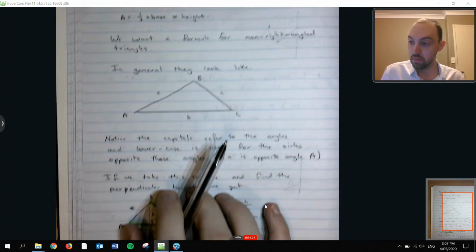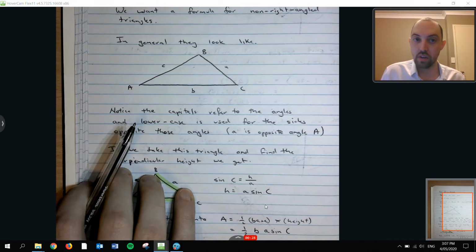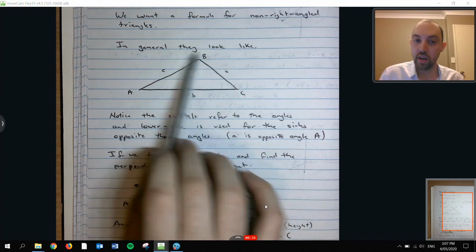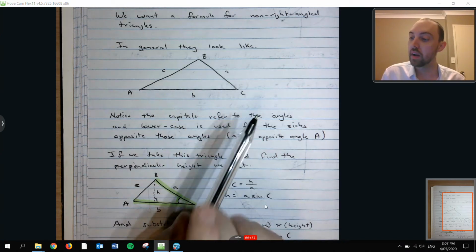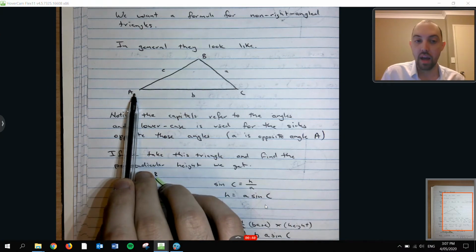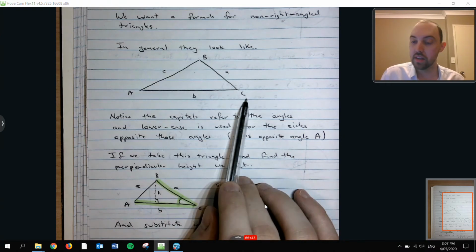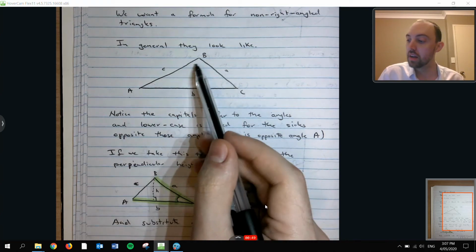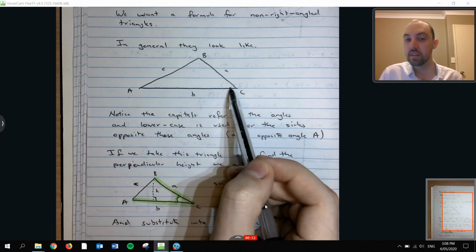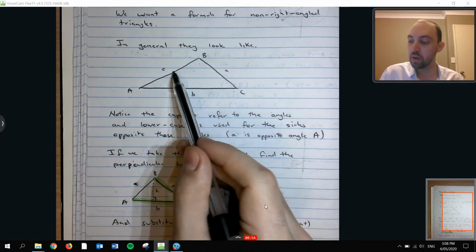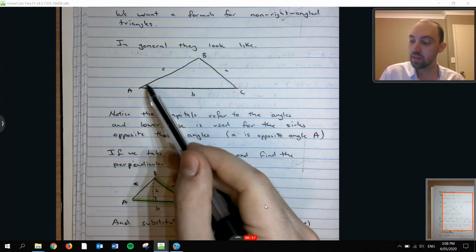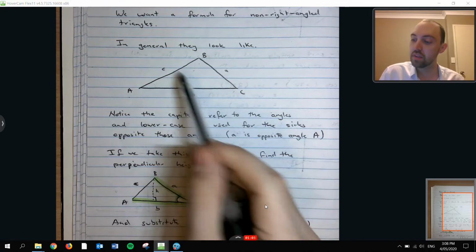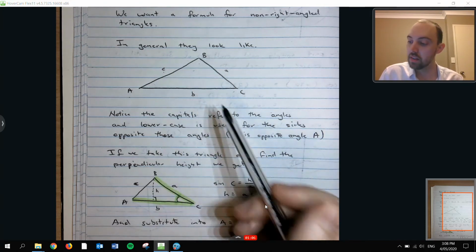So, what we're going to be doing is looking at non-right angled triangles. You're going to see this triangle referenced a lot when we're talking about non-right angled triangles. It has angles A, B, and C in capital letters. So this angle in this corner is the capital letter A, and so on, B and C. The sides opposite those angles are the lowercase of those letters. So the side opposite capital A is lowercase a. The side opposite capital C is lowercase c, and same for B.